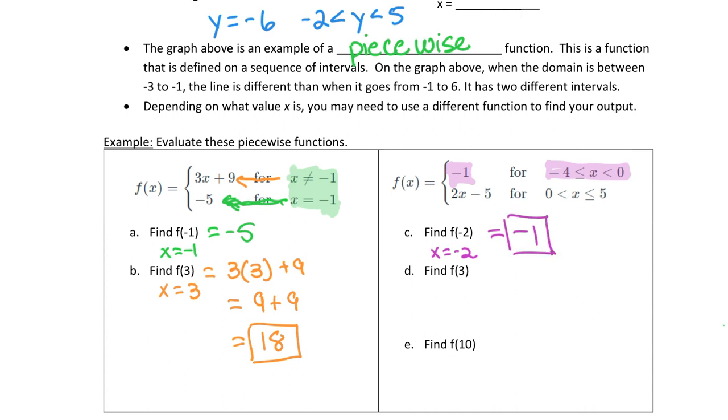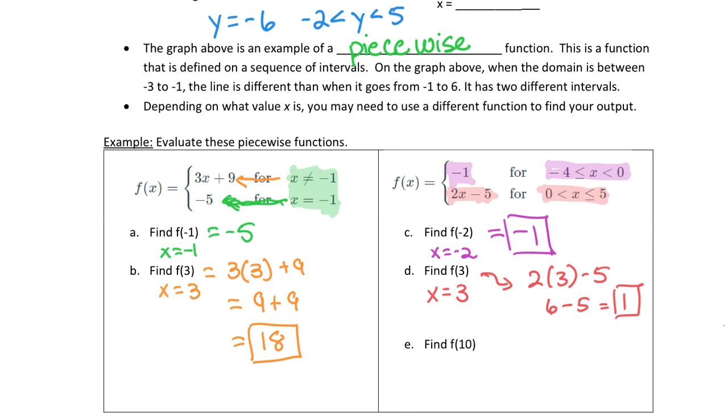Let's take a look at D. In part D, x is going to equal 3. I take a look at my functions, and we can see that 3 falls between 0 and 5, which means I'm going to use this function rule for part D. So then I substitute: 2 times 3 minus 5, so that's 6 minus 5, and that's going to equal +1.